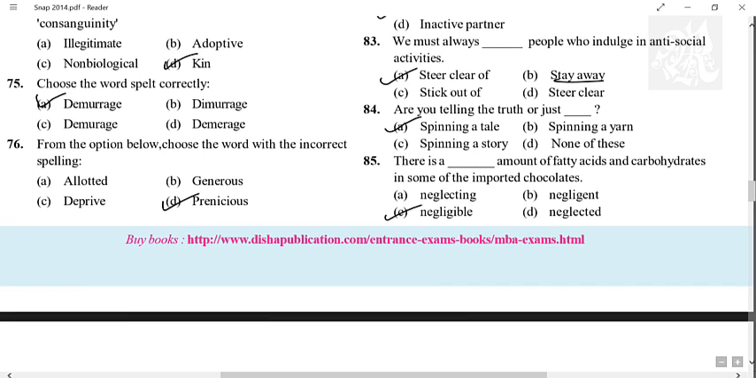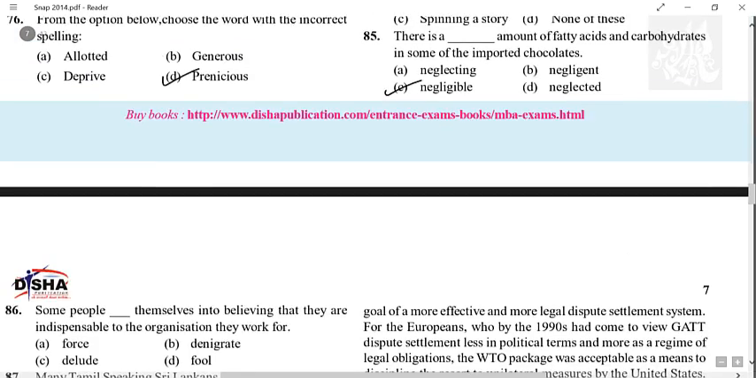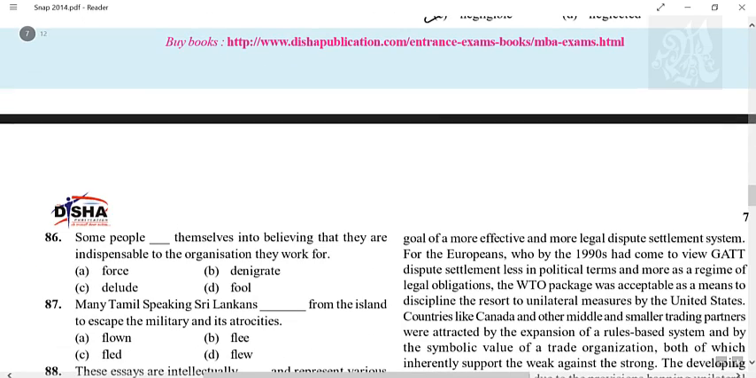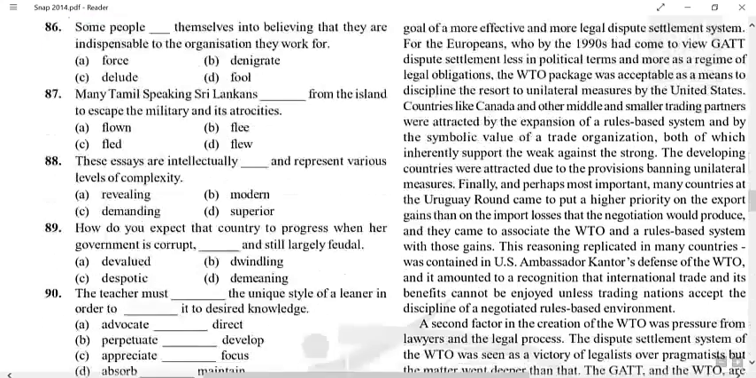"There is blank amount of fatty acids in imported chocolates." It's obviously negligible amount and not negligent. Negligent is kind of avoiding something. Negligible is insignificant. Simple as that. I mean, basic words.